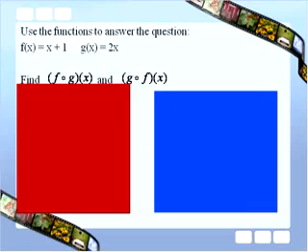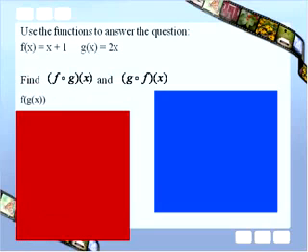So let's look at the first problem. Use the functions to answer the question. f of x is equal to x plus 1, g of x is equal to 2x. And we're asked to find f of g of x and g of f of x. So we're going to start with f of g of x, and what I like to do first is actually write it with just the parentheses. So f of g of x.